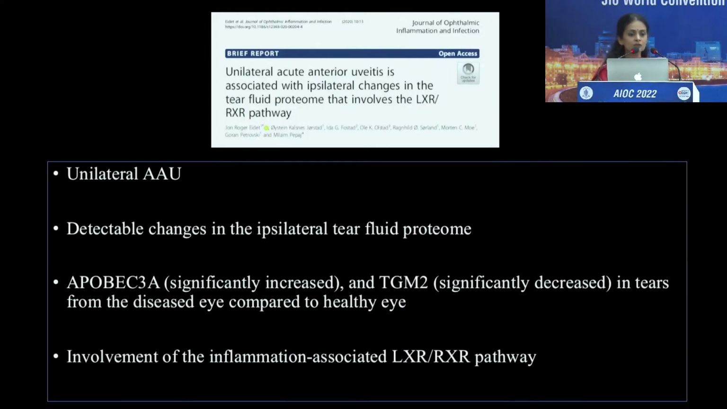Acute anterior uveitis. In patients with unilateral acute anterior uveitis, detectable changes were found in the ipsilateral tear fluid proteomics, and two proteins were significantly found. One was increased, one was decreased in tears from the diseased eye compared to the healthy eye. Further doing ingenuity pathway analysis, the LXR and RXR pathways were identified.